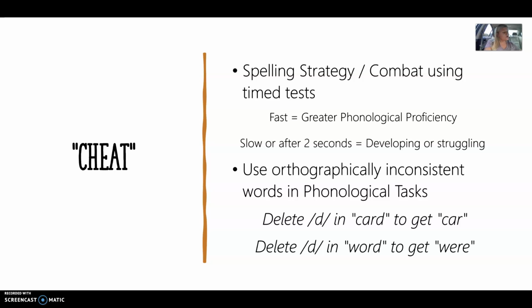seconds are scored as correct. So when a poor reader gets items correct, their responses are typically longer than 2 seconds. So if this poor reader here on the third line, slower after 2 seconds equals developing or struggling, then this possibly means that they are a poor reader.